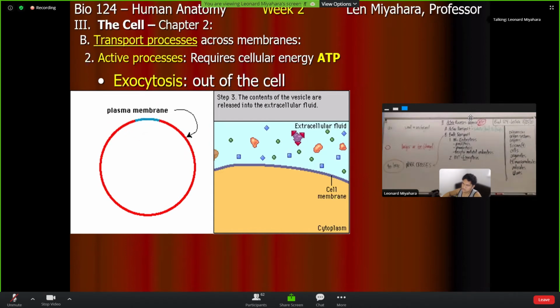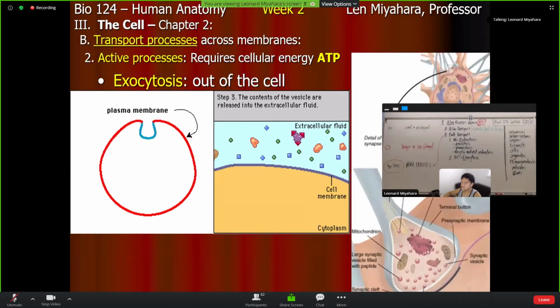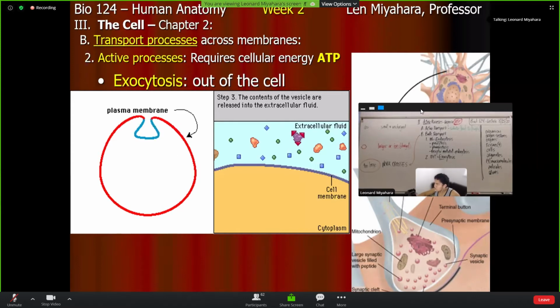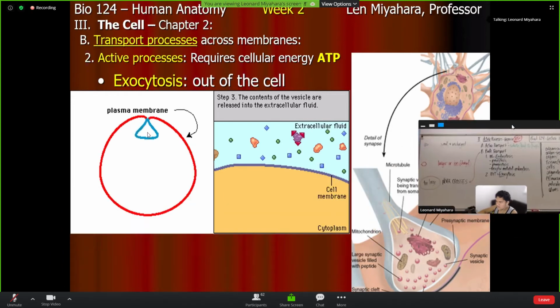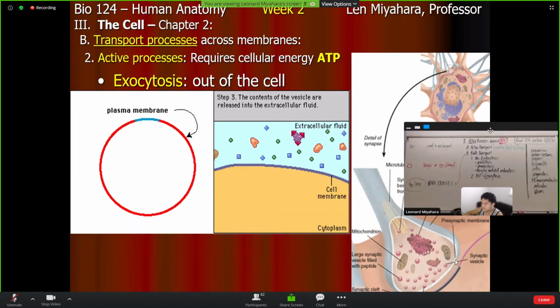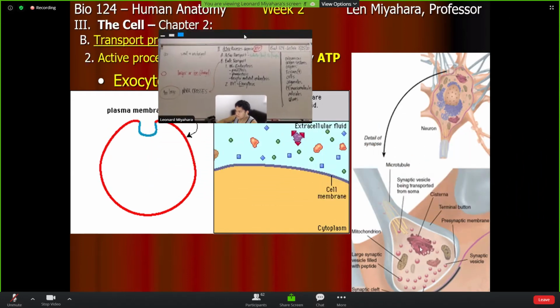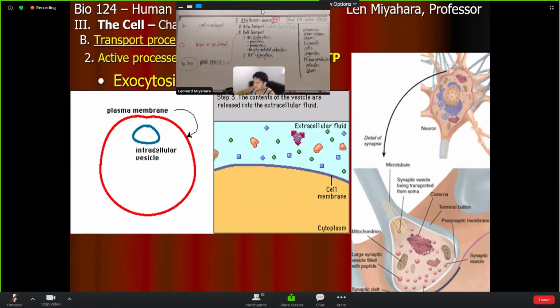I'm showing you this picture on the right because your nerve cells, when they communicate with other cells, release neurotransmitters. The neurotransmitters are in the blue ball, and when the nerve impulse reaches the end, and this is the axon terminal right here, that triggers exocytosis. Okay. All right.